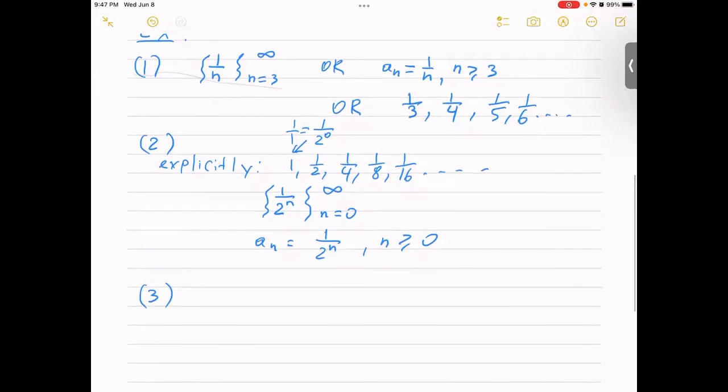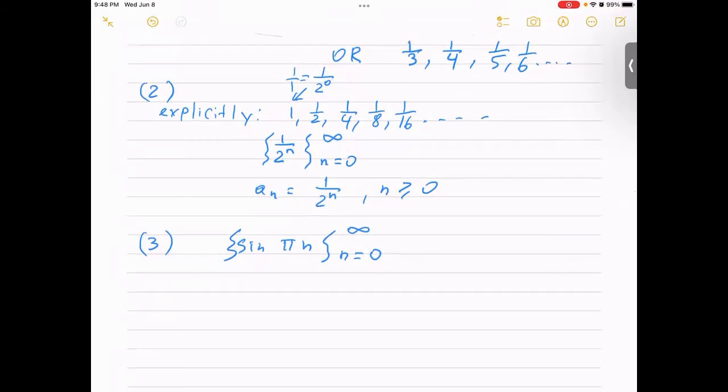That's the second one. Let's do a third one, just to make sure that you're comfortable. Say we have sine of pi n. Start with the formula, and n starts at say 0 and goes to infinity. So what kind of sequence is that? Let's try to figure out how we're going to get explicit. So we start with n equals to 0, then we go to n equals to 1, then n equals to 2, and n equals to 3, and so on.